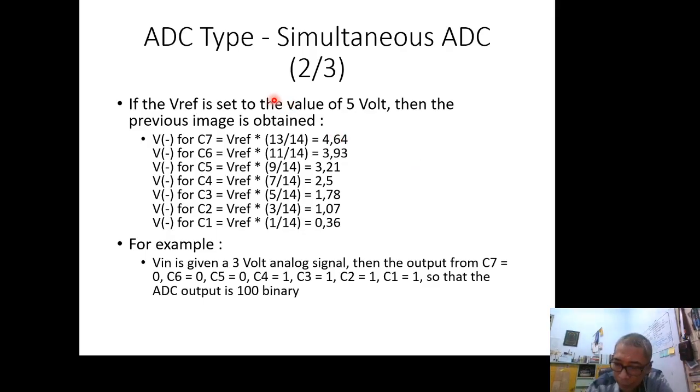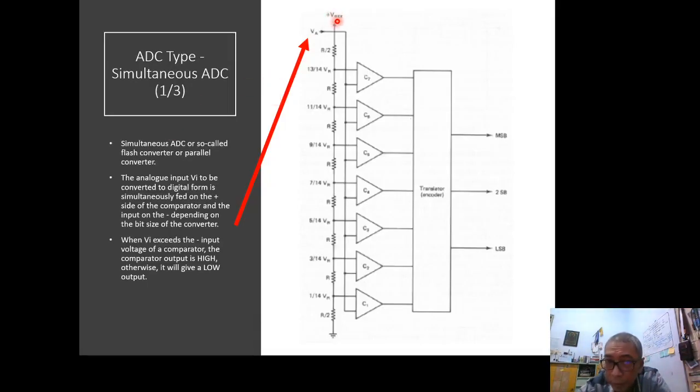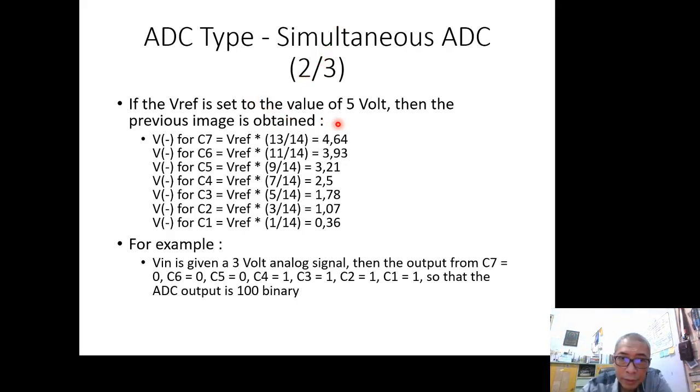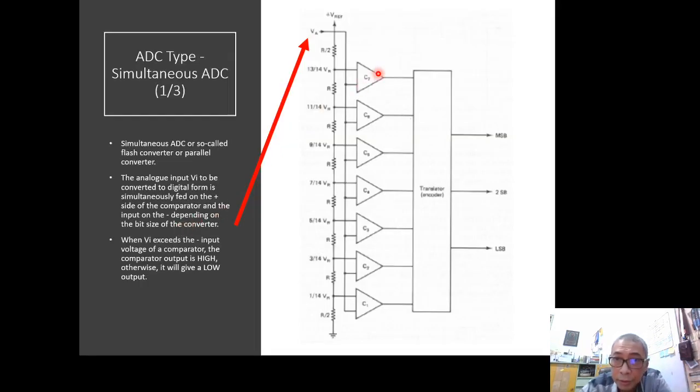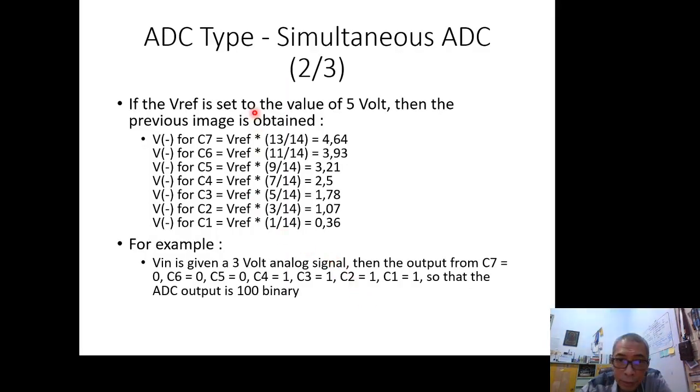If Vref is set to 5 volts, then from the previous slide, what we have for C7 down to C1 is: C7 is Vref multiplied by 13 divided by 14, which is 4.64, C6 is 3.93, C5 is 3.21, C4 is 2.5, C3 is 1.78, C2 is 1.07, and the last one, C1, is 0.36.